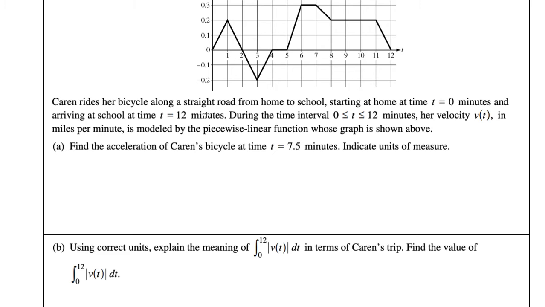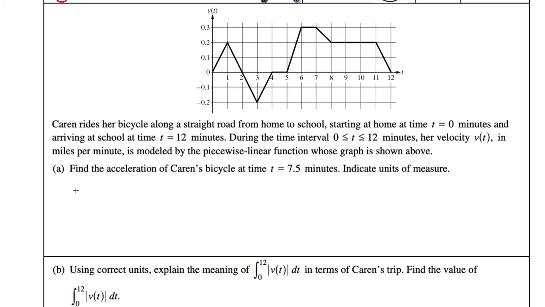So we're talking about Karen, she's riding her bicycle. Here's the graph of her velocity. We're looking for her acceleration at time 7.5. So acceleration, we can say that A of 7.5 is equal to the derivative of velocity. So it's equal to v prime, or dv dt, v prime of 7.5.